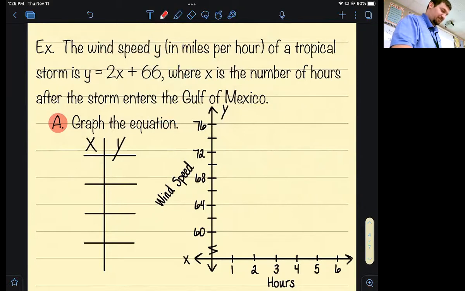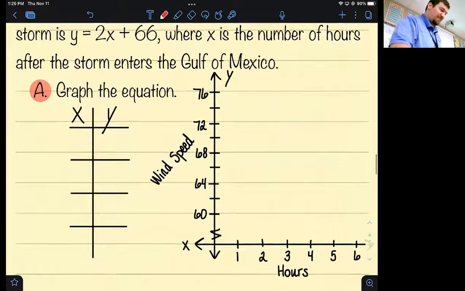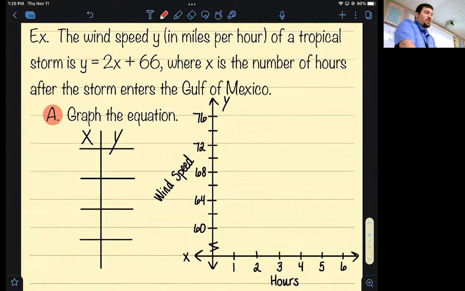All right, it says the wind speed y in miles per hour of a tropical storm is y equals 2x plus 66, where x is the number of hours after the storm enters the Gulf of Mexico. So x is a time in hours and y is a speed in miles per hour. It wants us to graph the equation.